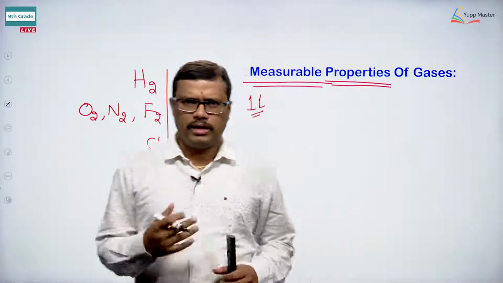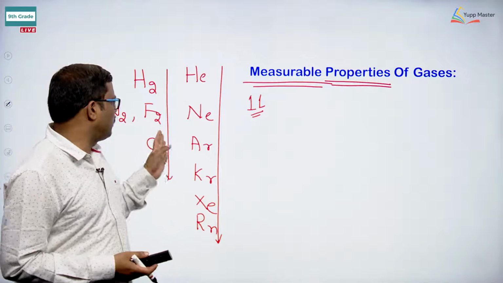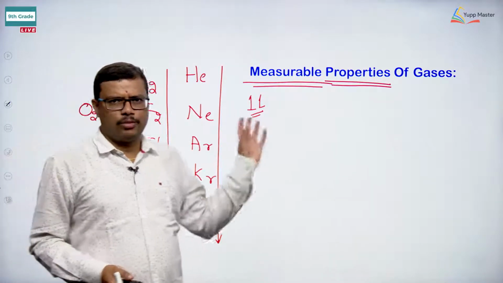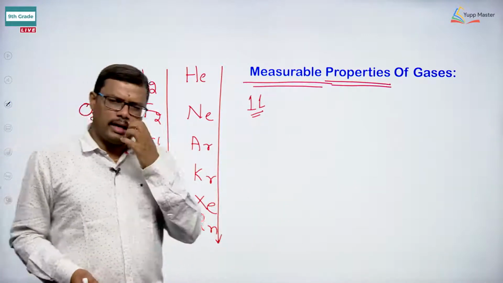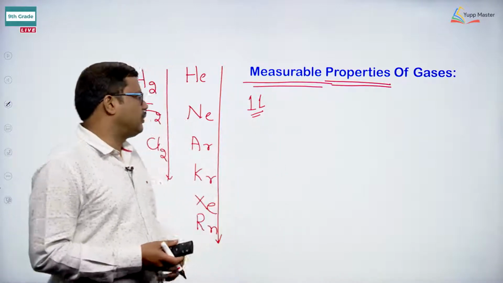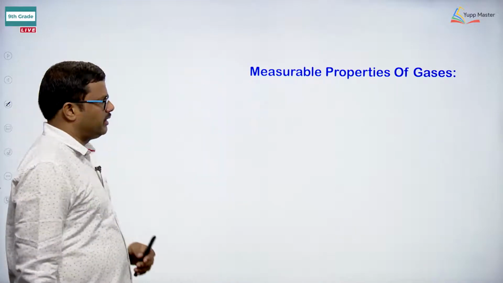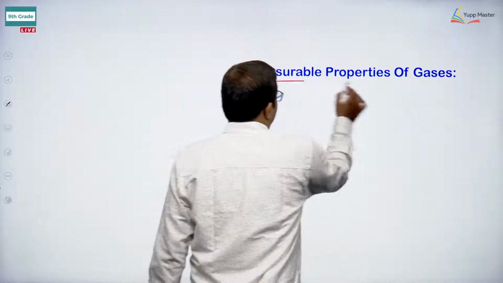Okay. So, total 11 elements in the periodic table are gases: hydrogen, oxygen, nitrogen, fluorine, chlorine, helium, neon, argon, krypton, xenon and radon. So, the noble gases plus hydrogen, oxygen, nitrogen, fluorine, chlorine exist in nature as gases. Okay, right. Coming to the measurable properties, what are the properties that we can measure?